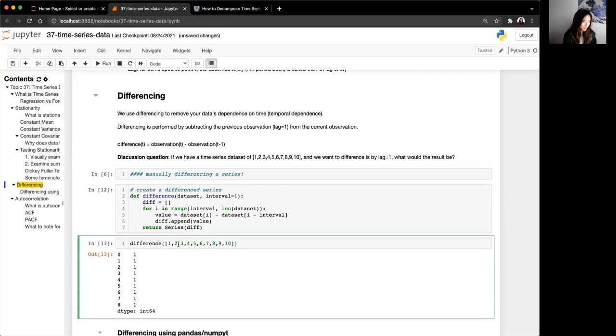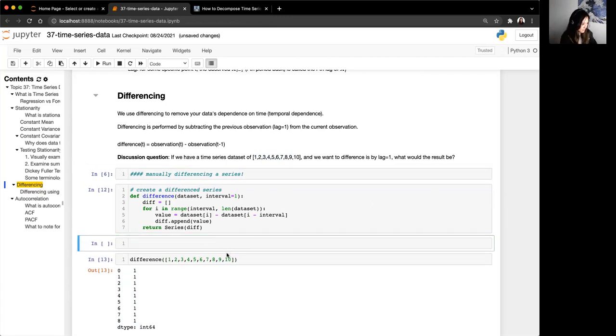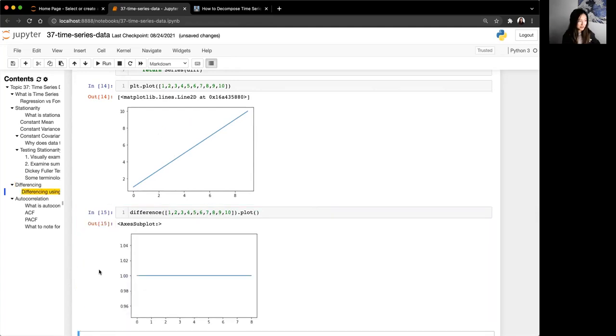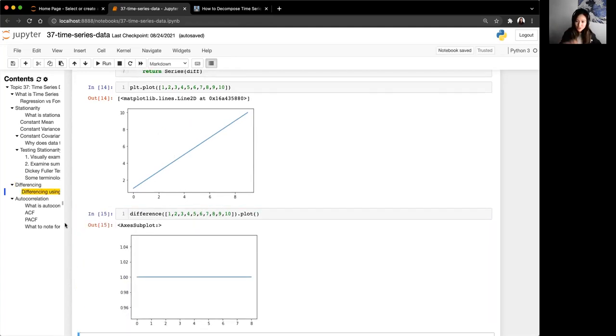So as you can see here, if I have this line and I do plt.plot, you'll see that this is a line that goes straight up. But now if I were to plot this, it is just a straight line across. So just by differencing it, we go from an upward trend to a detrended time series.